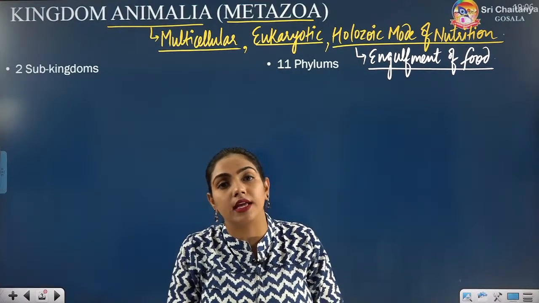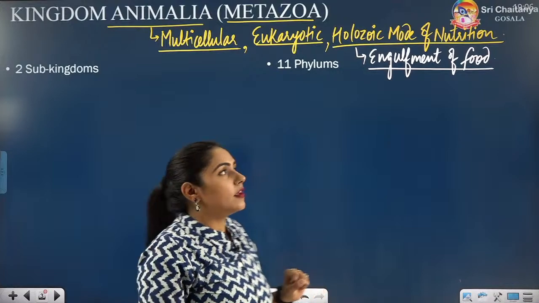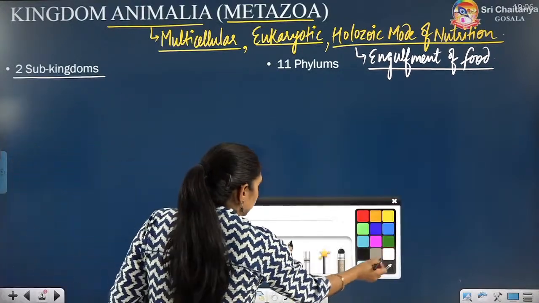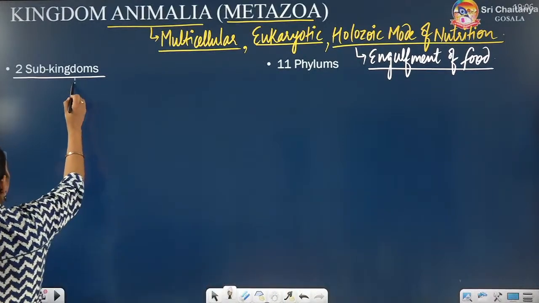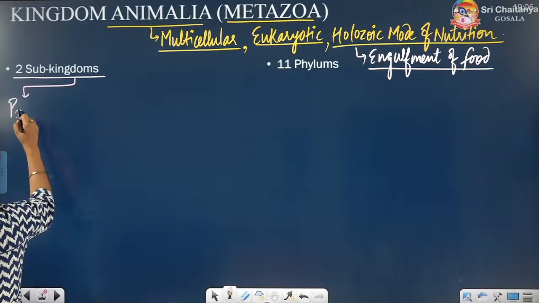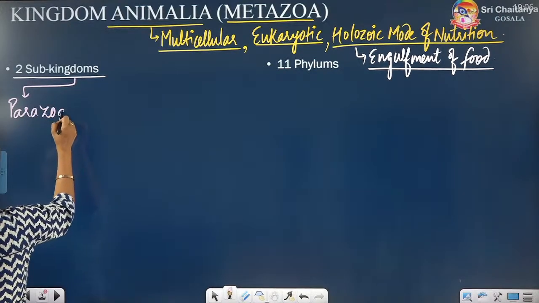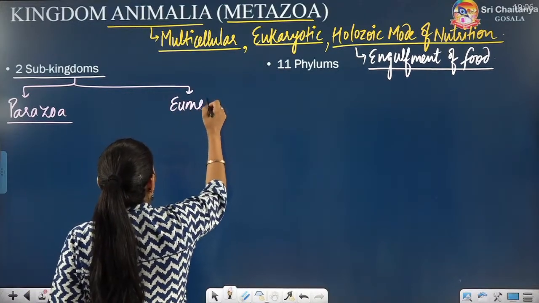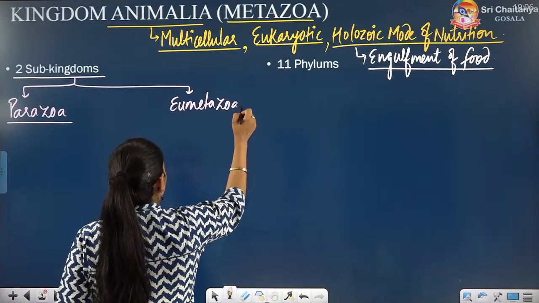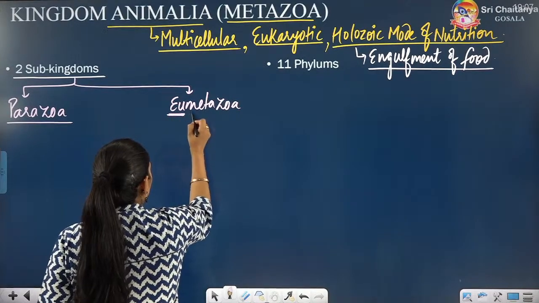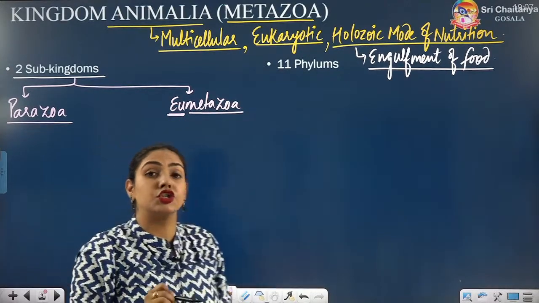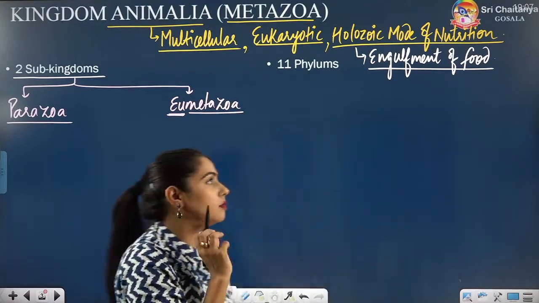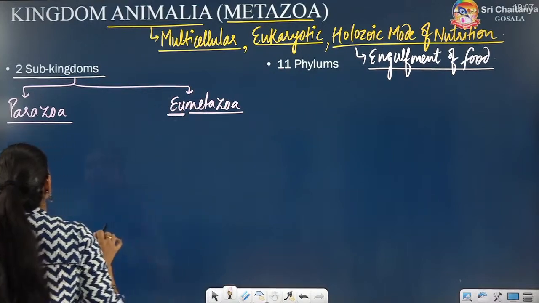on the basis of that, we can divide this kingdom into two subkingdoms, everyone. Which are these two subkingdoms? One subkingdom is parazoa, and another is eumetazoa. Wherever you see eu, it means true. So these are the true animals which we include in the eumetazoa subkingdom.